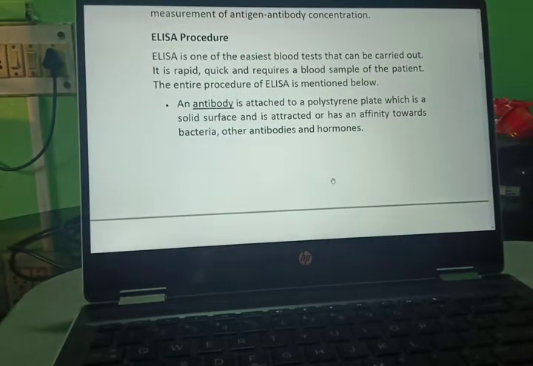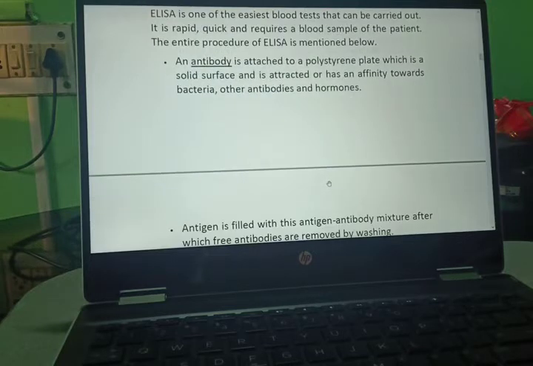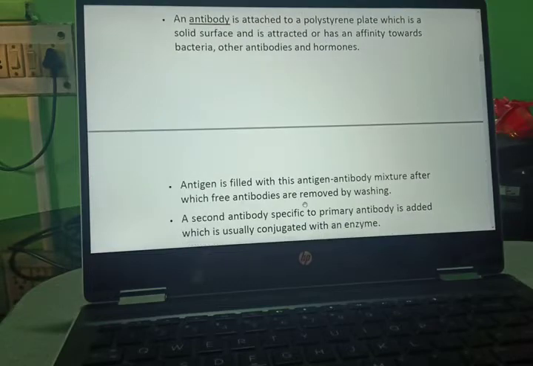ELISA procedure. ELISA is one of the easiest blood tests that can be carried out. It is rapid, quick and requires a blood sample of the patient. The entire procedure of ELISA is mentioned below. An antibody is attached to a polystyrene plate which is a solid surface and has an affinity towards bacteria, other antibodies and hormones.